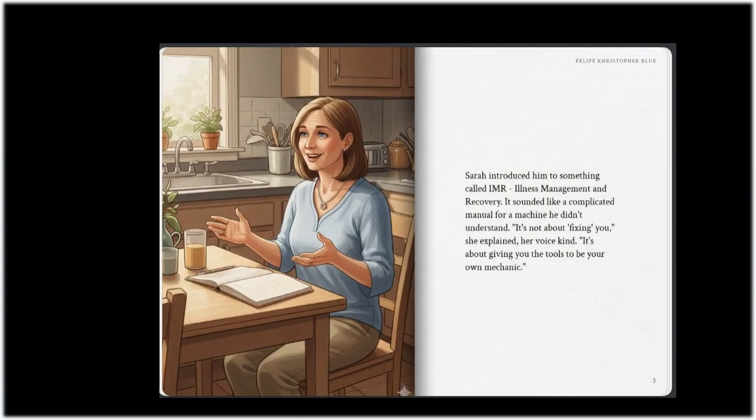Sarah introduced him to something called IMR, Illness Management and Recovery. It sounded like a complicated manual for a machine he didn't understand. "It's not about fixing you," she explained, her voice kind. "It's about giving you the tools to be your own mechanic."